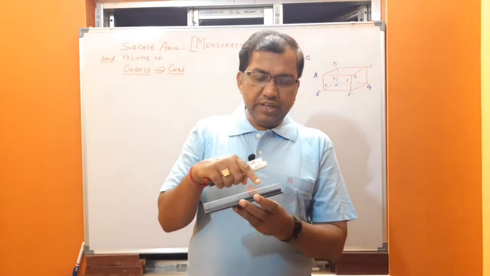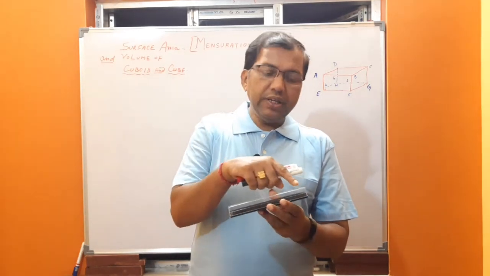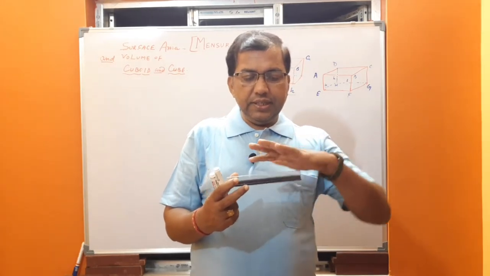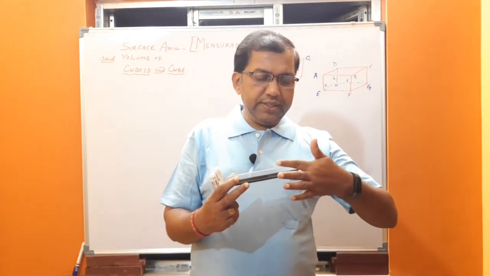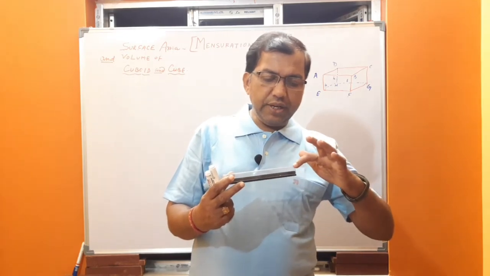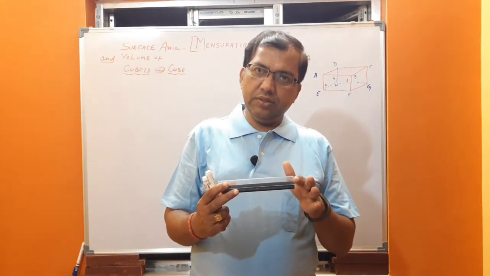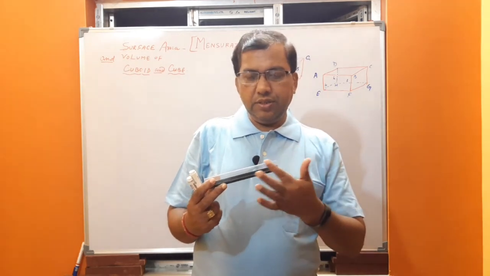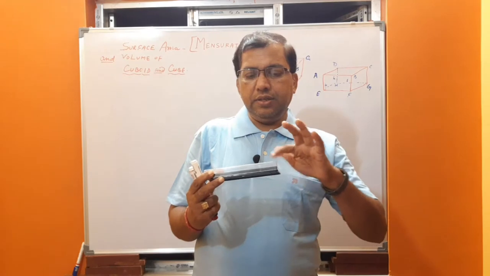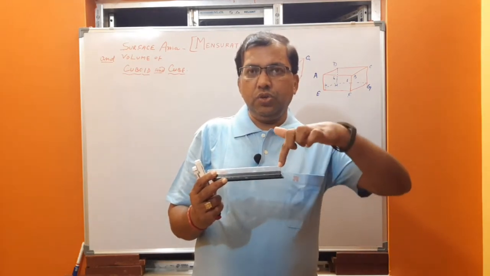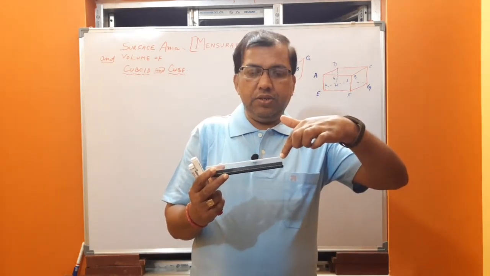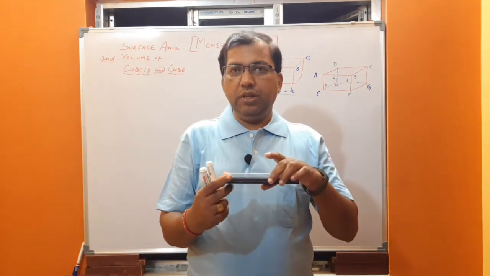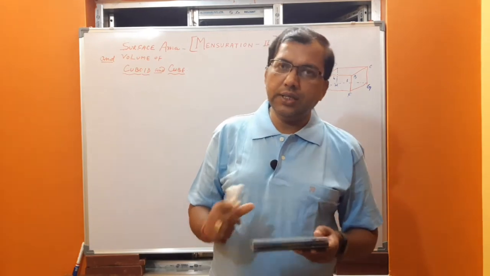The vertex is the point of intersection of 3 edges. These are the edges, and this is the point of intersection of the 3 edges. So there are 8 vertices: 1, 2, 3, 4, 5, 6, 7, 8. The cuboid has 8 vertices, 12 edges and 6 surfaces.